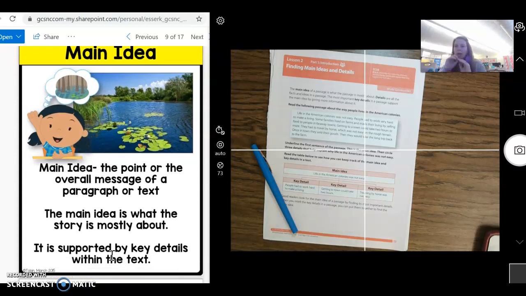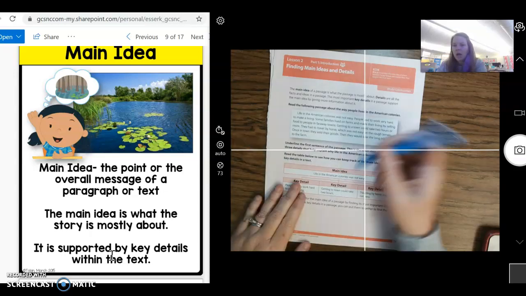We've talked about how we have a topic, which is our whole big circle. Remember, we made that big circle, and that means the topic is very general. Then that jumps down to the main idea, which is what it is mostly about, and then the 2 or 3 details that would support our story.